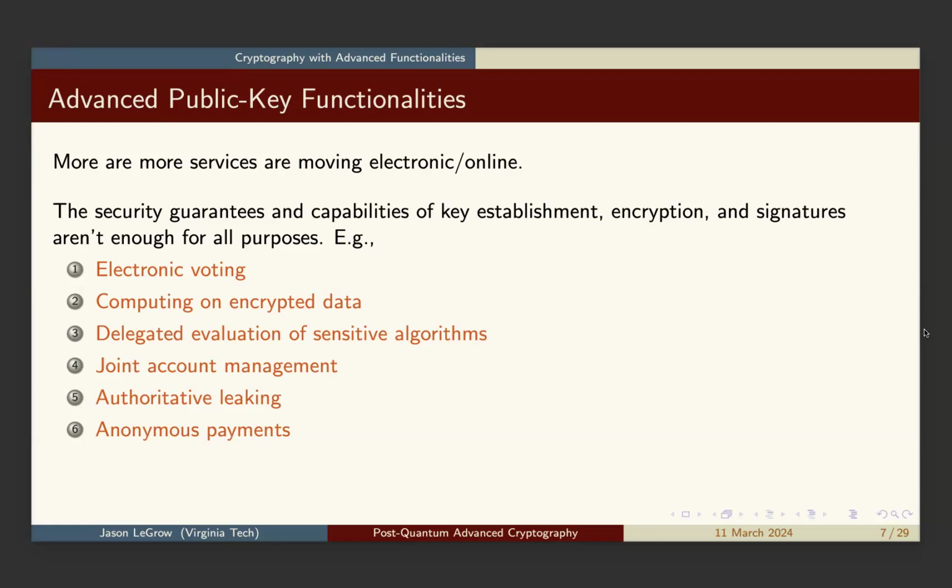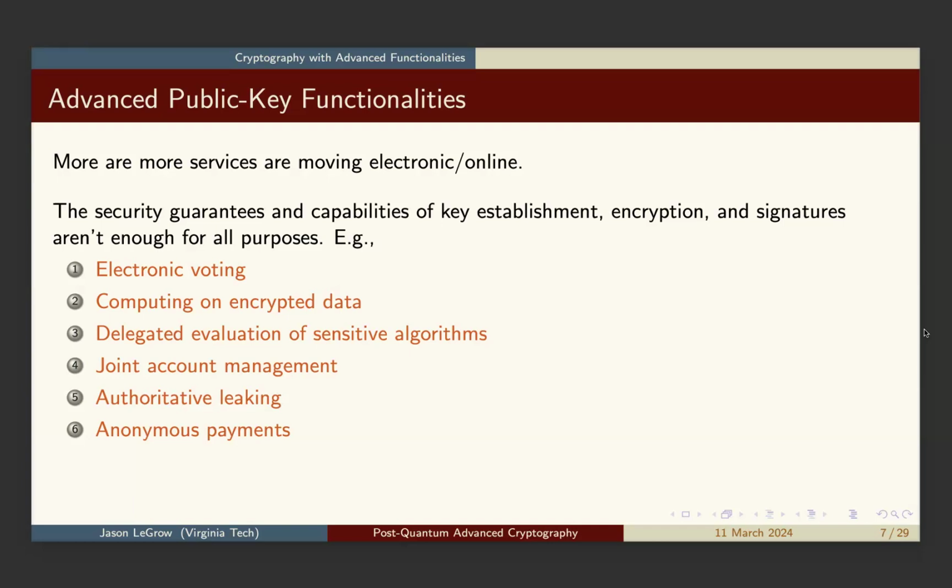These are all things that cannot be easily done using the primitives that I talked about on the previous slide. So we need to introduce new protocols with advanced functionalities. And not only that, we also need them to be post-quantum, right? Because if quantum computers come and break all this stuff in the classical way, then we're out of luck once again.